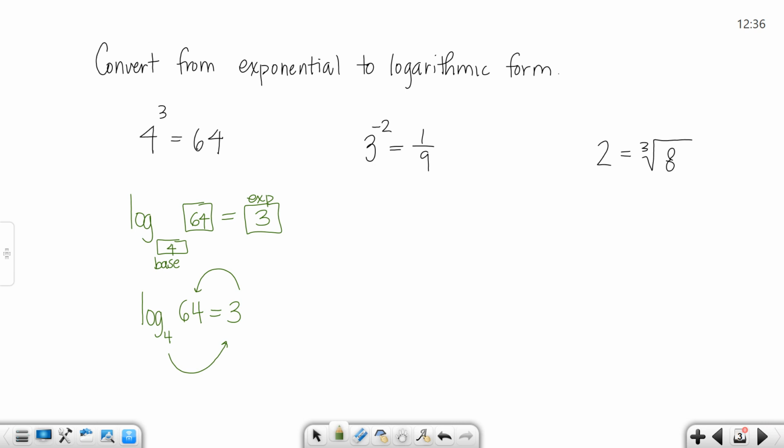I want to point out that the 4 is by the G's tail. It is a subscript. It is low. Do not put it with the 64. Okay, let's try our second one.